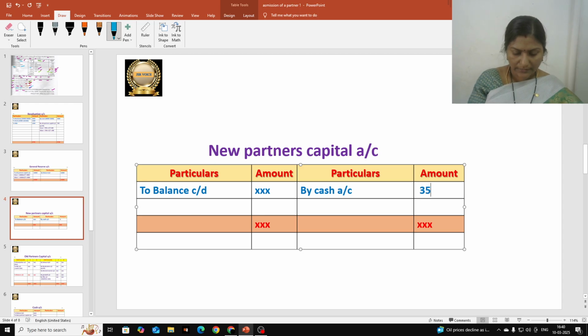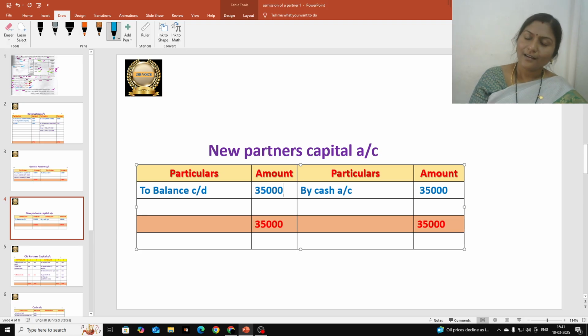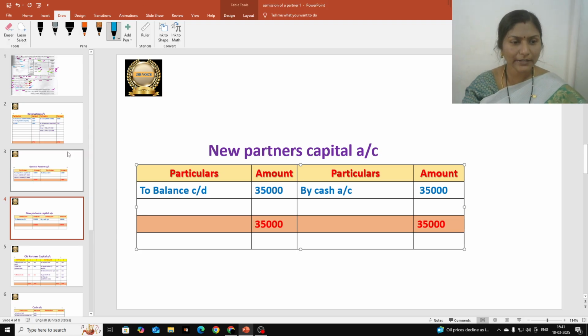By cash account 35,000. And in the totals, on both sides, we will get 35,000, 35,000. And the next debit side amount is less, so we will write to balance carried down. It is already written here, so we should write 35,000 here. That's all. This is how we prepare the new partners capital account. Very simple. If you know the formats, you can easily prepare that account. Learn the format so that you can fill the values here. Easily you can get marks. Let us go to the next account.